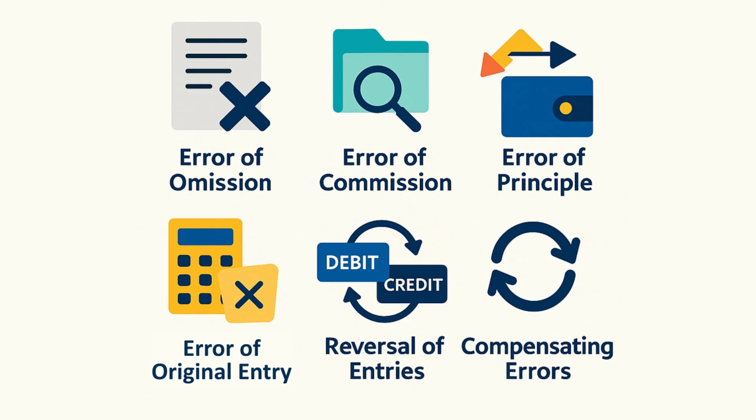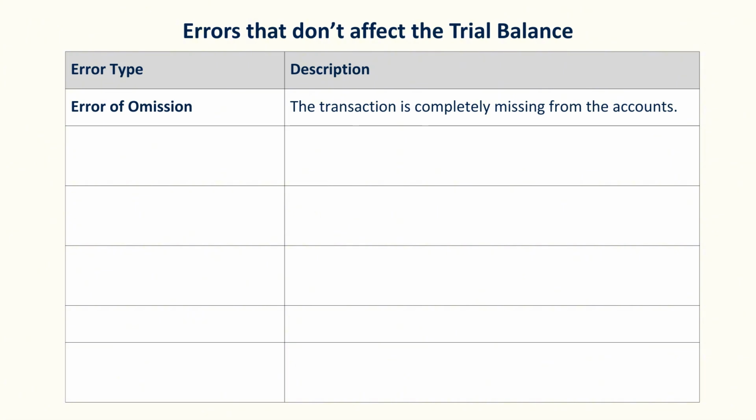Let's summarise the 6 types of errors that do not affect the trial balance. Even though these errors are all different, they have one important thing in common. The debits and credits still add up to the same total, which means the trial balance will still balance, even though the accounts are wrong. Error of omission. The whole transaction is simply missing. Nothing was posted at all.